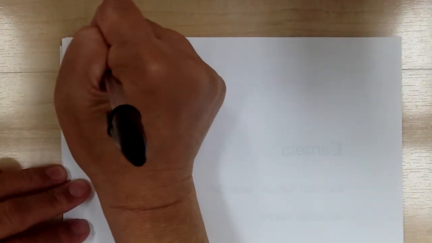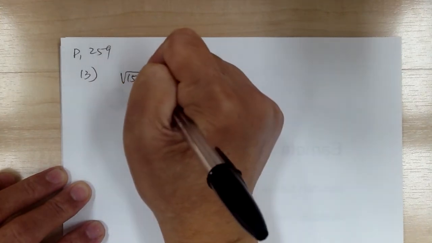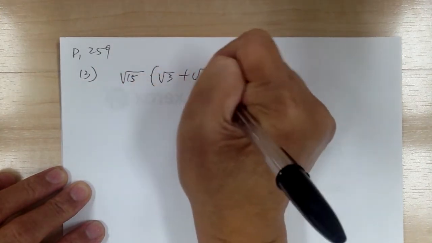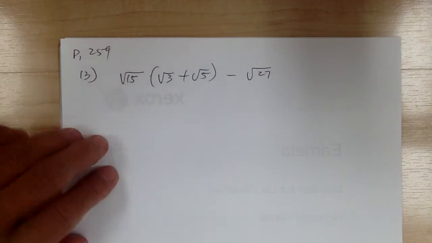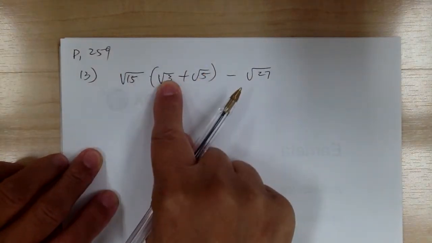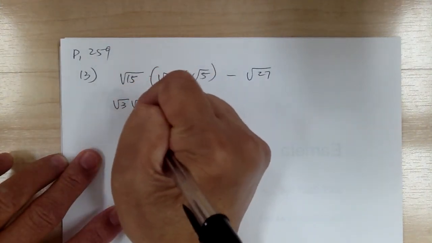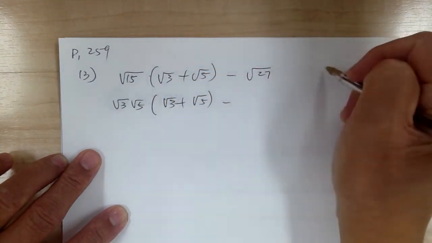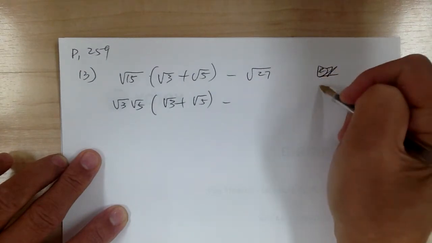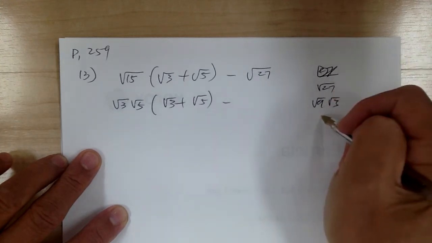Okay, let's go to 13. You have square root of 15 times square root of 3 plus square root of 5 minus square root of 27. Okay, so first I'm going to simplify each part a little bit. So this one, instead of multiplying to make a big radicand, you want to break it down into small, into square root of 3 times square root of 5. Times it by square root of 3 plus square root of 5 minus, this one you can go off to the side. Let's do it this way. Break into square root of 9 and square root of 3, you get 3 square root of 3.